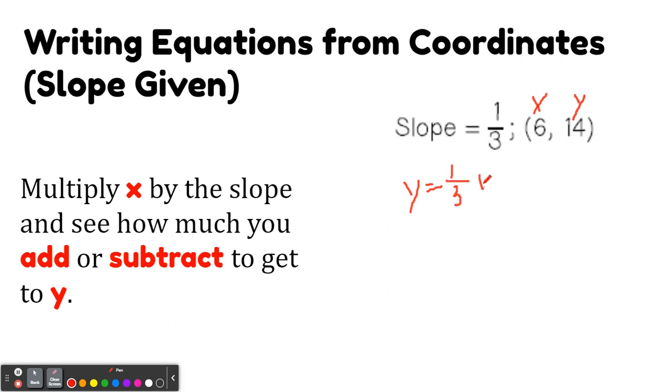And yes, that is a third. Okay, that is going to be 2. So I'm saying to get from 2 to 14, I have to add. And to get from 2 to 14, I'm adding 12. So that's my equation because I multiply my slope times my x. When I do that, I get 2. Then I figure out, okay, how far do I have to add or subtract to get to 14? So I'm going to add 12 to get to 14.